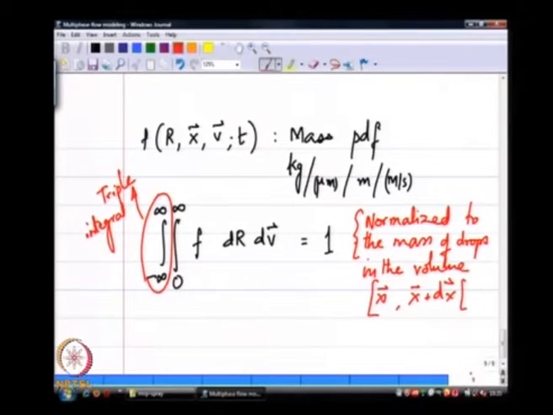Okay. So, the units on this f are not the same as the units that I have written here. You would not have this per meter. Sorry.